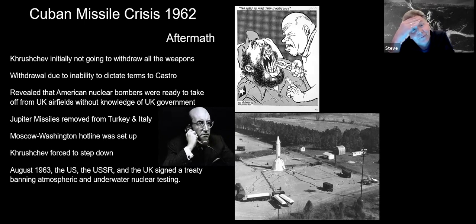The next thing is Khrushchev was forced to step down about a couple of years later, because the Soviet Presidium, the Communist Party, thought he'd made a mess of the whole thing, and he was forced to retire. And then finally, the US, the USSR and the UK signed a treaty banning atmospheric and underwater nuclear testing, which is one of the things that Khrushchev actually wanted, because he was fearful that other countries could start getting nuclear weapons, and it didn't affect the USSR because they did all their testing underground. So that's why it's worded that way.